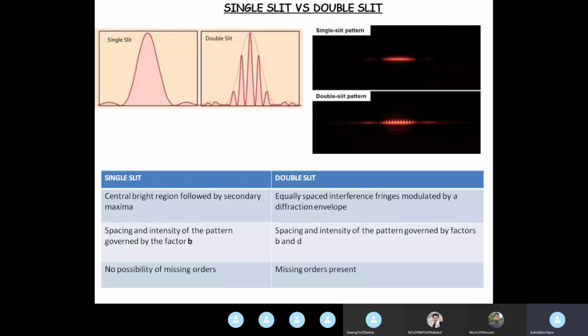And I've jotted down the points of comparison between single slit and double slit. Central bright region followed by secondary maxima. Equally spaced interference fringes modulated by a diffraction envelope. Then spacing and intensity of the pattern is governed by the factor B, just B, because there is just B. And in this case, spacing and intensity governed by both factors B and D. Both are equally important, okay? Of course, in single slit, there is no possibility of missing orders, whereas in double slit, missing orders are present.